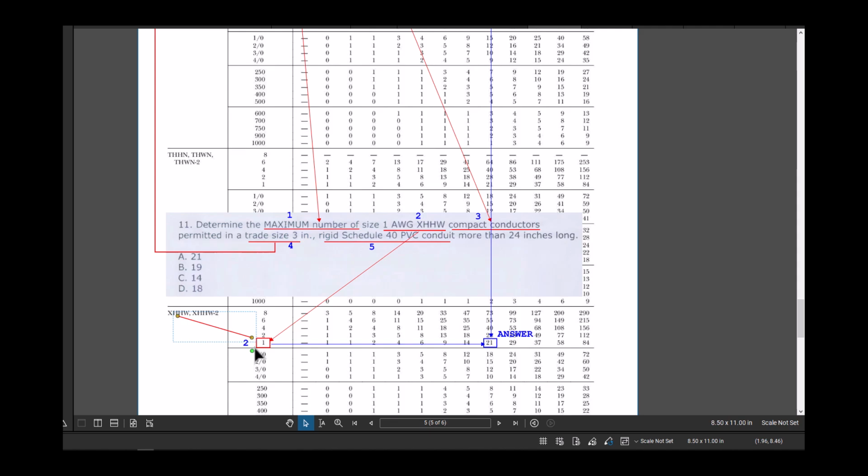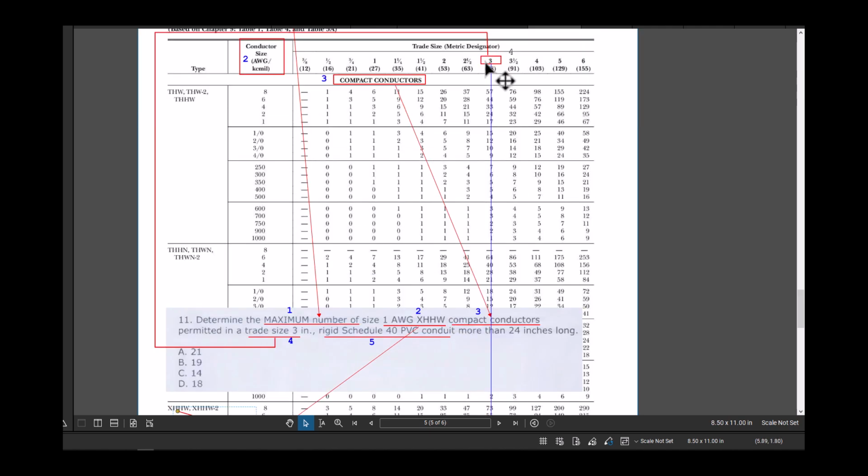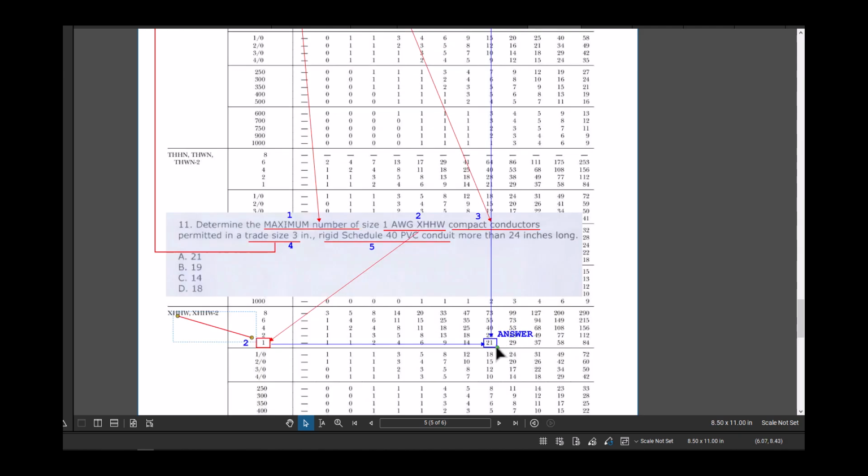XHHW. Then we go to the right and we have the 3-inch conduit, trade size conduit. We come down, the intersection of these two is 21 wires we can put in this conduit. But this is the answer. The answer is A, or what we're looking.